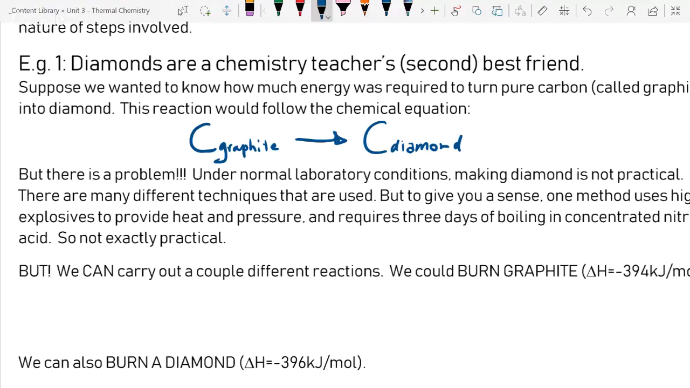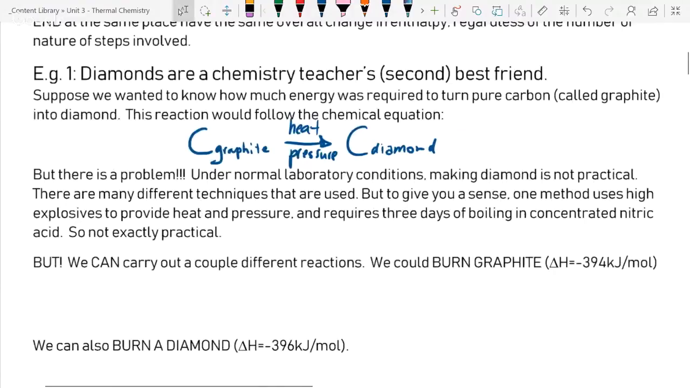What is required is tremendous amounts of heat and tremendous amounts of pressure. In fact, this is a possible chemical reaction, but it's a pretty challenging one. Under normal lab conditions, making diamonds isn't practical. There are different techniques. The natural one is lots of pressure, lots of heat, lots of time.